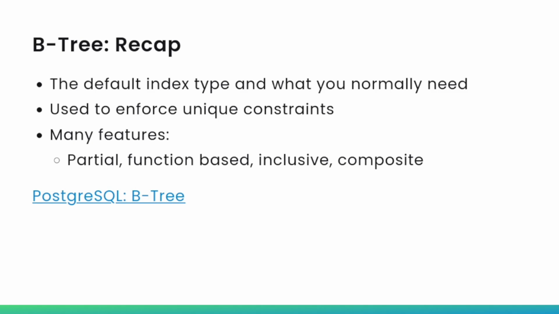Okay, so while B-tree is the most popular, there are additional types of indexes in Postgres that can be more beneficial. And this is what we are going to do in the next 2 videos, okay?